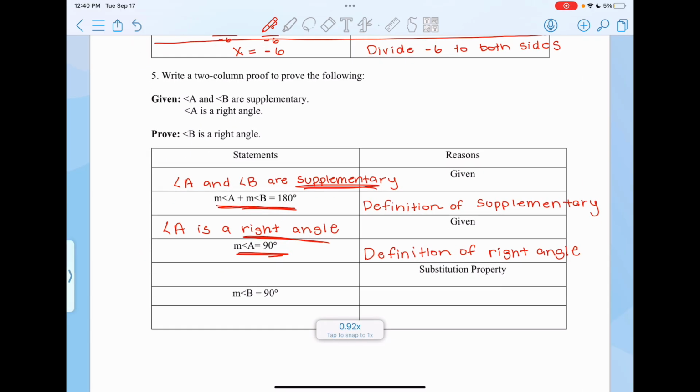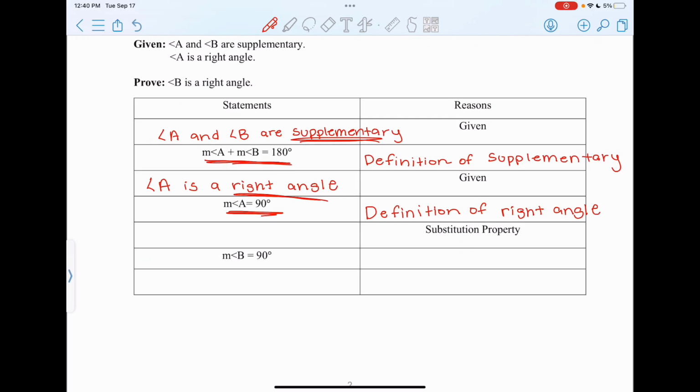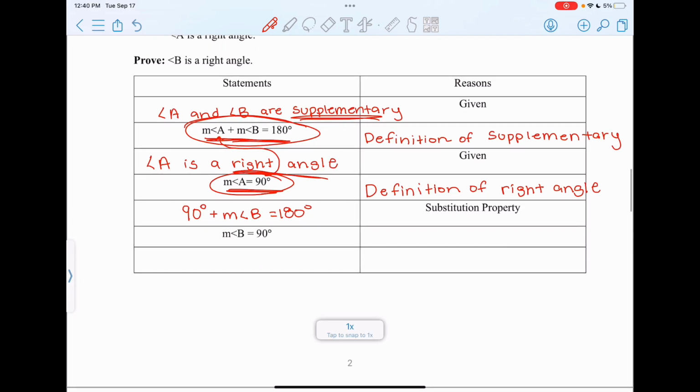Next, they want me to use the substitution property. So look for a value that I can plug into an equation. Well, I had this equation up here in statement 2, and I know that the measure of angle A is 90 degrees. So I can go ahead and plug in this 90 for the measure of angle A. So I'm going to say 90 degrees plus the measure of angle B is equal to 180 degrees. I substituted that value in for the measure of angle A. Then I solved for the measure of angle B by subtracting 90 to both sides.